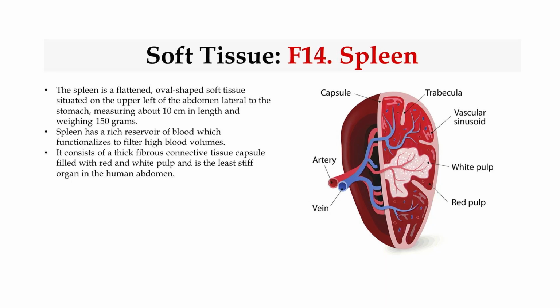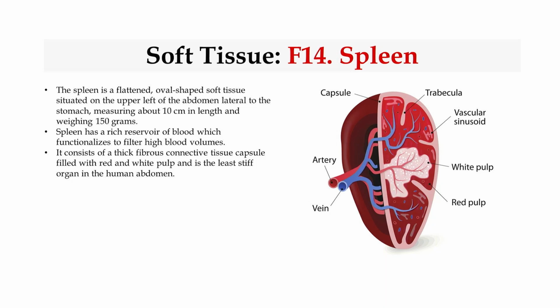The spleen is a rich reservoir of blood which functions to filter high blood volumes. So one of the key functions of the spleen is to filter blood, right? To filter blood of all the toxins and whatnot, right? So those things are in question. It consists of a thick fibrous connective tissue capsule filled with red and white pulp and is the least stiff organ in the human abdomen.